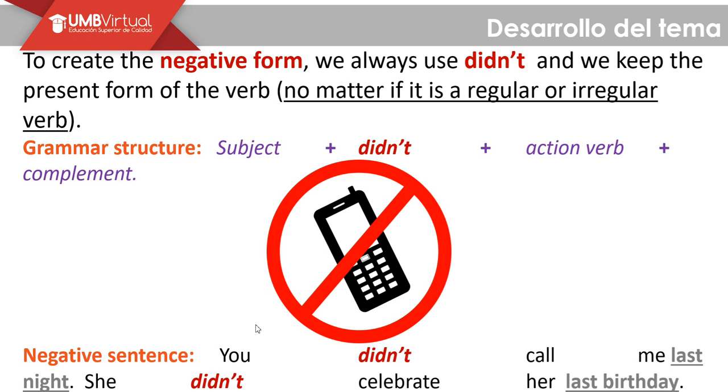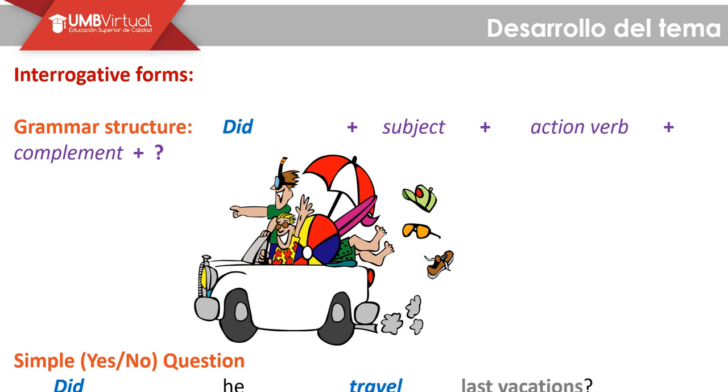According to the grammar part, we have the subject plus didn't plus the action verb. Este verbo acá tiene que ir en presente, dado que ya tenemos el auxiliar que nos indica que el tiempo gramatical de esa oración va en pasado simple. Y el complemento. Last night, anoche, entonces ya nos da un punto de referencia mucho más específico acerca del tiempo gramatical que estamos utilizando. And she didn't celebrate, as you can see right there, the action verb is in present as well, her last birthday, which is the complement of this sentence.